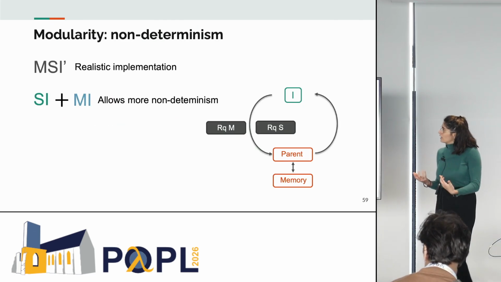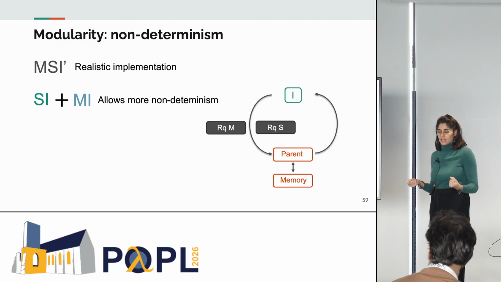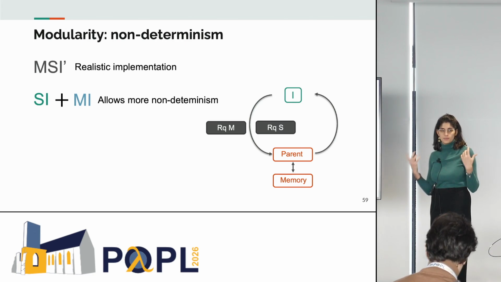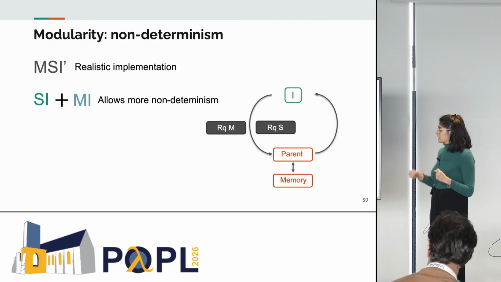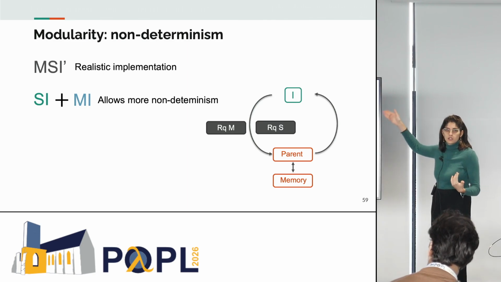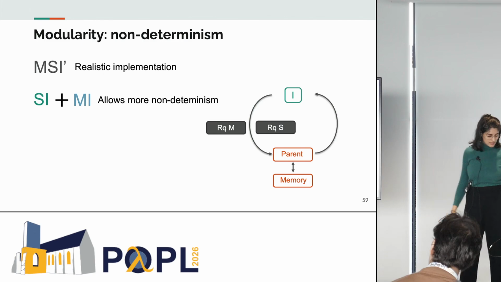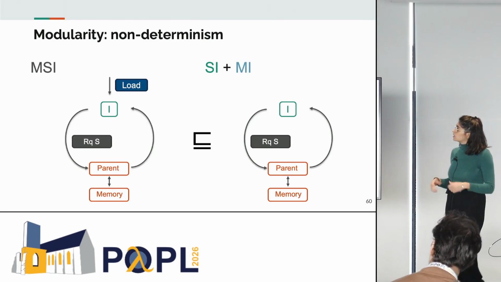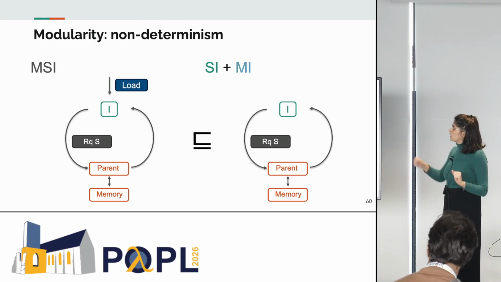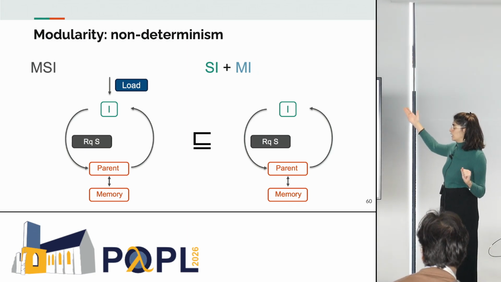Our MSI prime is usually a realistic implementation. Instead, we design our combination of SI plus MI protocols to allow much more non-deterministic behavior. So for example, in SI plus MI protocols, we can request M even without any preconditions, so without any store or load request. So why do we do this? Because in this way, it's trivial to prove that, for example, our MSI protocol in which we request S if we have a load operation, refines SI plus MI, in which we are able to request S even without any load operation.